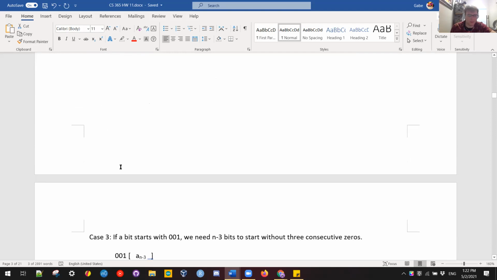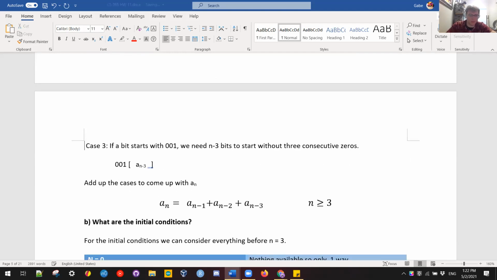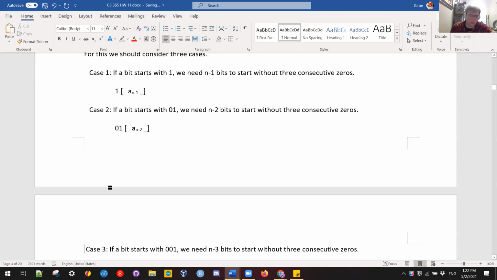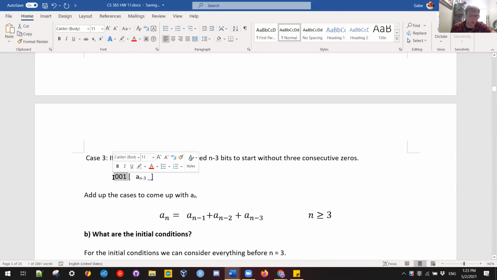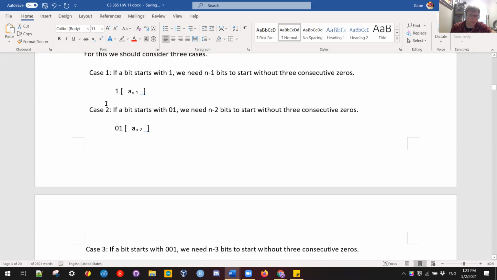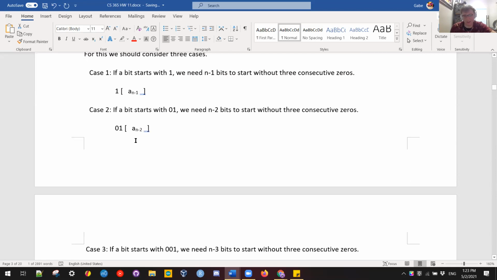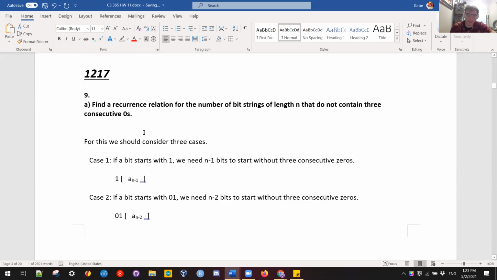Oh, I see. Okay. Maybe it helps when we have all the cases together. Okay, so we have the 1, we have the 0, 1, and then we have the 0, 0, 1, because we're just doing every case where it's not 3 consecutive zeros. Right. That makes more sense to me. Now I understand better. I was confused because I only saw 2.